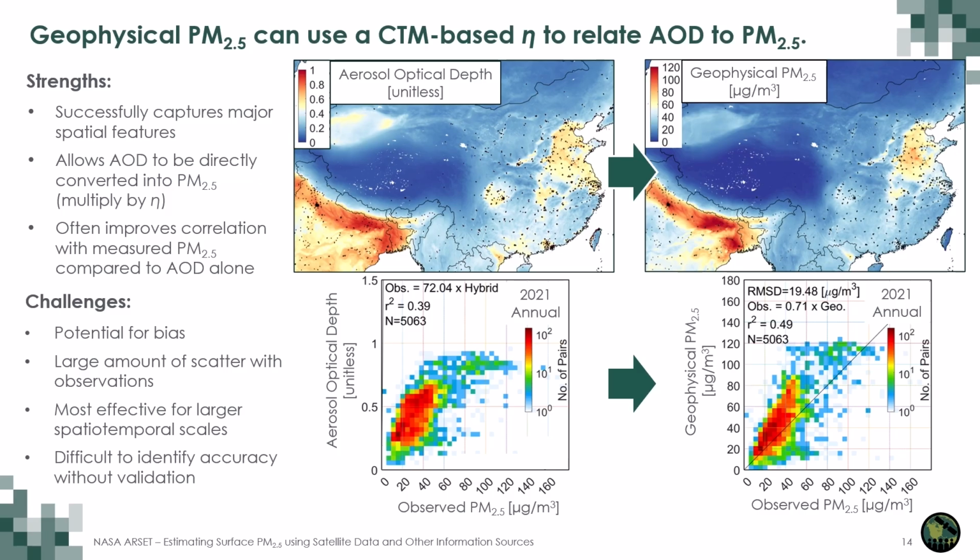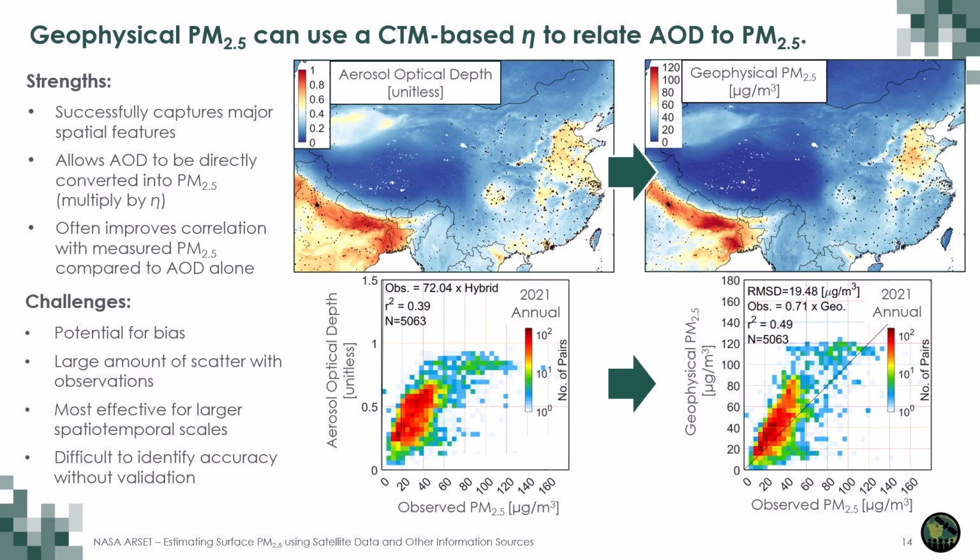In this example, you can see quite clearly that AOD is well related directly to PM2.5 concentrations over this region, with an R² of around 0.4. Converting this AOD to PM2.5 using a simulated eta not only allows a direct interpretation of this AOD as PM2.5, but additionally improves the R² to approximately 0.5.